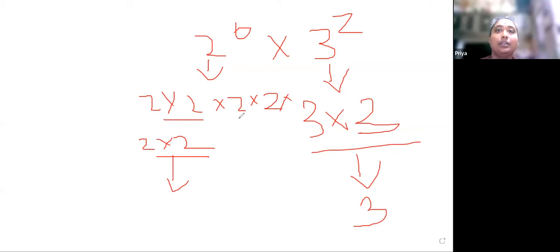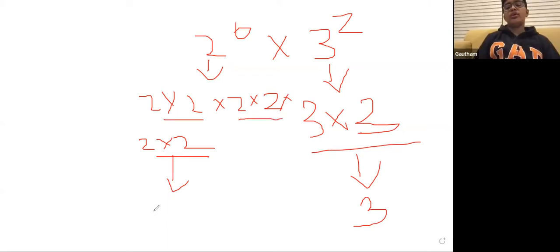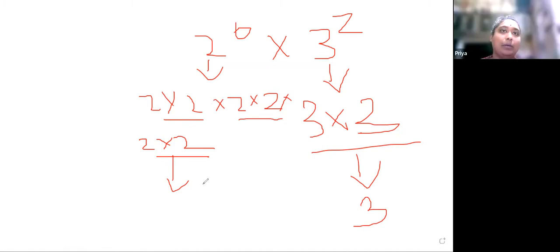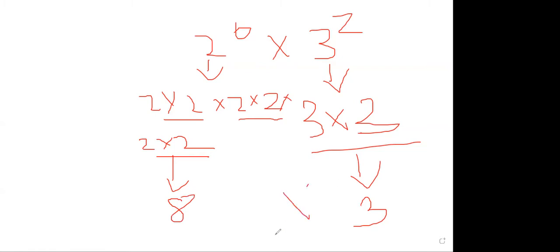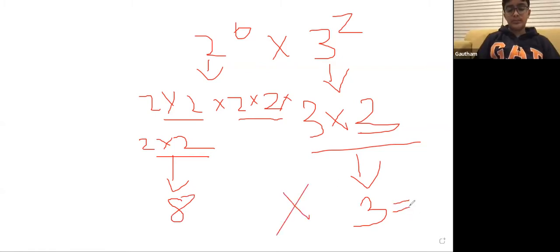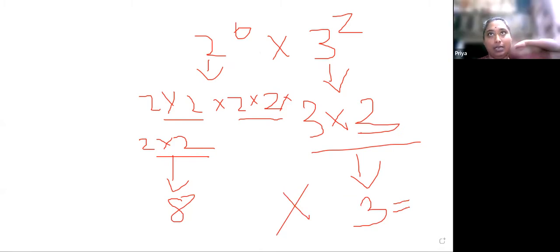So how many 2s are here? 4. 3 pairs, 6. Yeah, 6. Right. So this 8. 24. Yeah. Okay. Now we go to the last one, which is estimation.